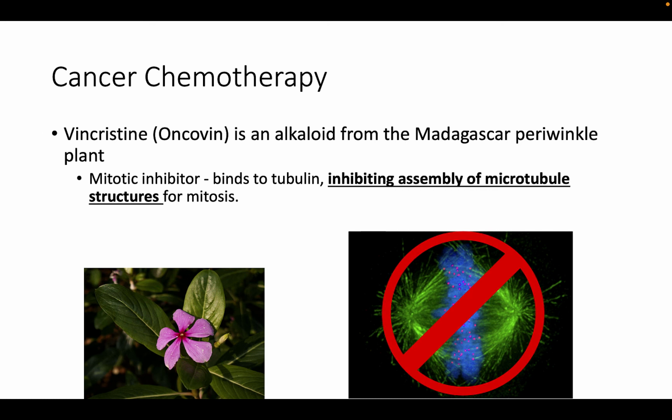So again, vincristine is a mitotic inhibitor. It binds to tubulin, those little tiny subunits, and it prevents the assembly of microtubules that are necessary for mitosis.